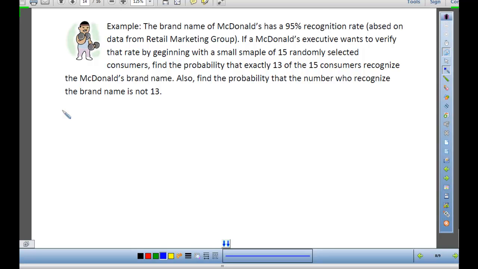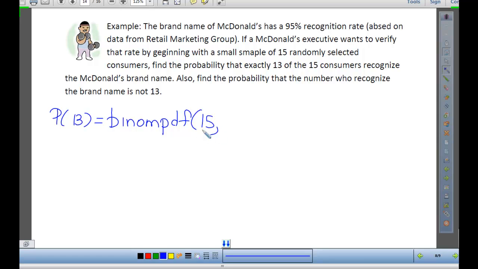So we're interested in the probability that exactly 13 people recognize. We already said it was binomial, so are we going to use PDF or CDF? Okay, PDF, because we're looking at just one value. N in this case is what? 15. P is 0.95 and X is 13. Very good.